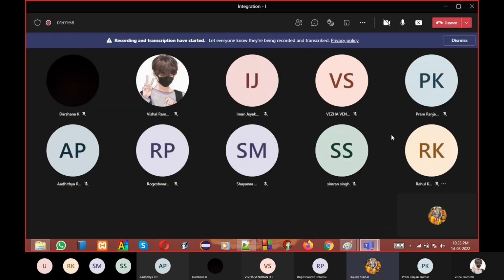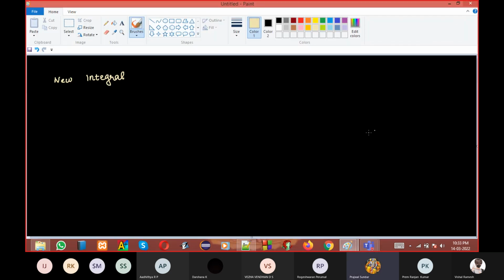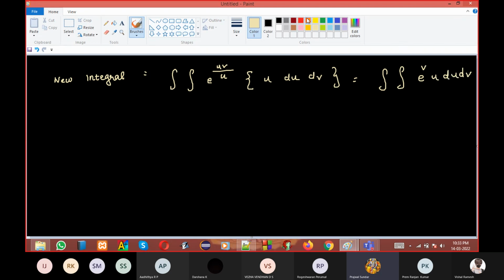The new integral is what? Integral of integral e power y is, what is y? y is uv. x plus y is what? x plus y is u, and dx dy you're writing as u into du dv. So the integral is e power v into u into du dv. Tell me, this is a new integral, correct? This is the new integral.